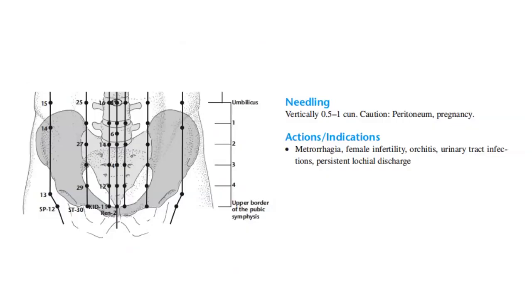Needling this point is done vertically 0.5 to 1 tune. Caution should be exercised as the peritoneum lies beneath this point, so we have to be extra careful because we could injure the peritoneum. We also exercise caution needling this point during pregnancy. For its actions and indications, this point is indicated for metrorrhagia, female infertility, orchitis, urinary tract infection, and persistent lochial discharge.